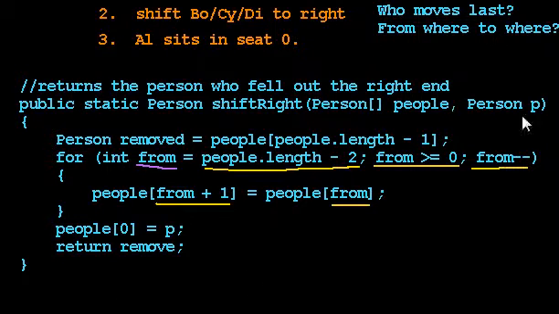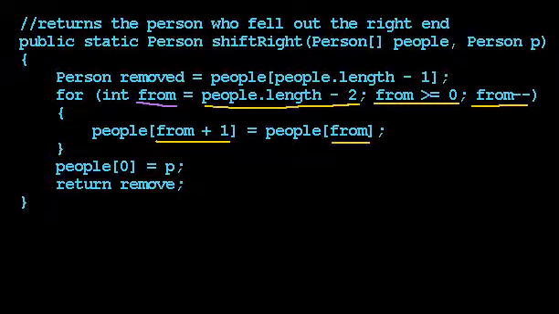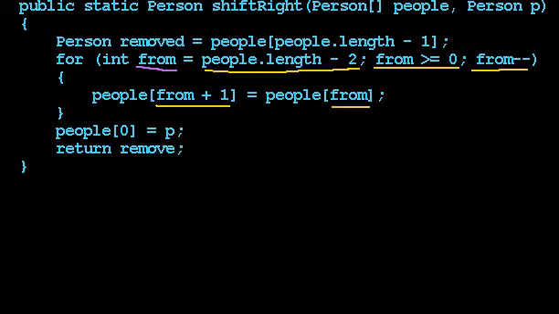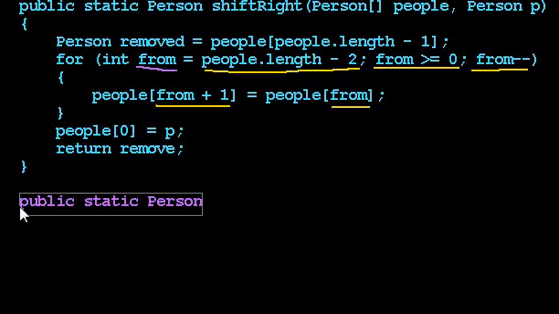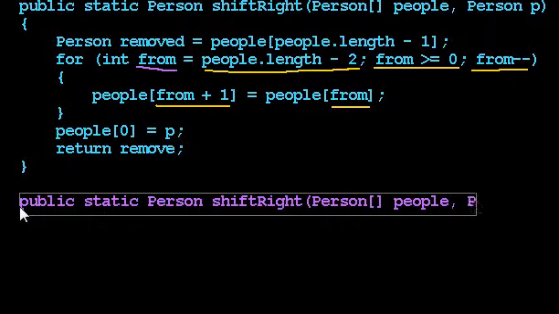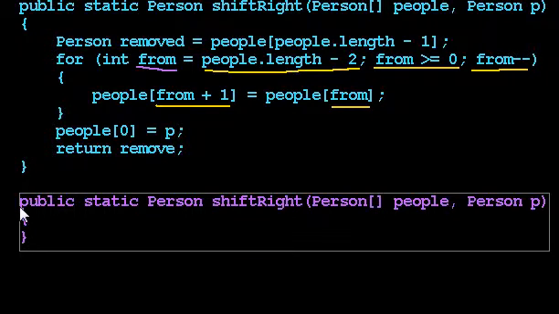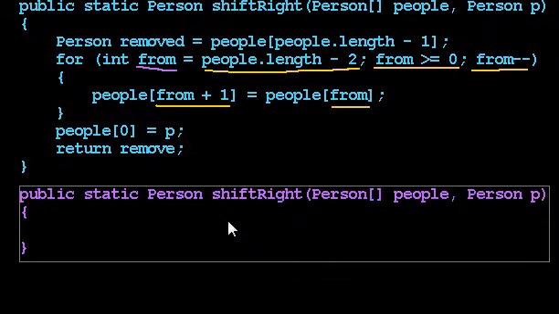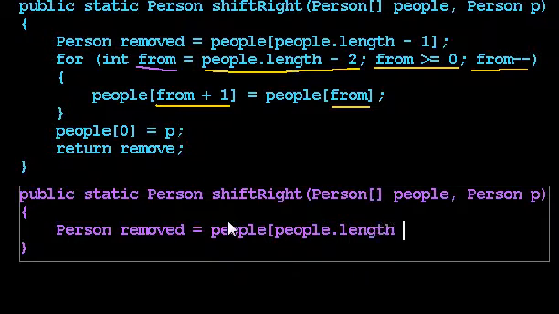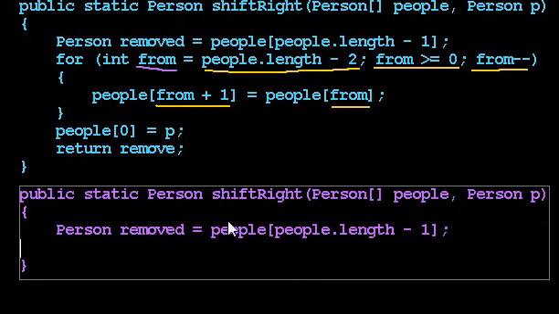I want to take another stab at writing this method, but this time I want to shift right one more time. It's a public static method that returns a person, the person who falls out. It's still called shiftRight. It's still taking in all of these people, including the new person who's going to sit down on the left-hand side. And I'm still going to do everything I started by doing, right? I still make a note of who gets removed. The person who gets removed is the person in the rightmost seat, the last index being people.length minus 1.